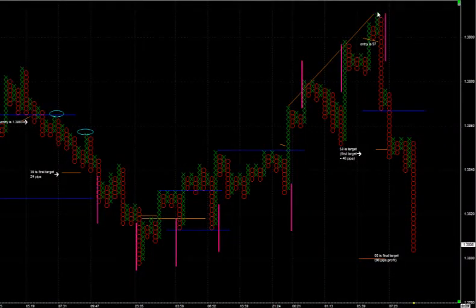I could see that it was moving back up again. A lot of volume, a lot of participation, but very little reward for the amount of effort put into this move to the upside.